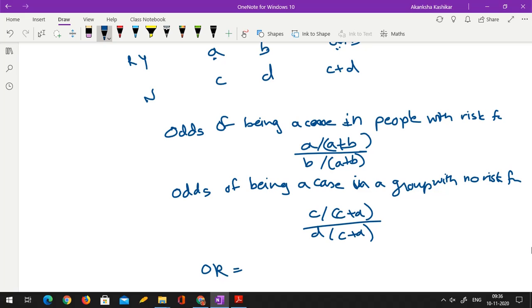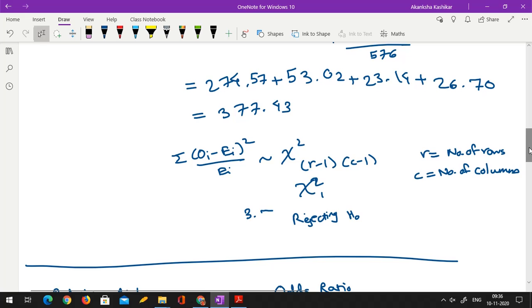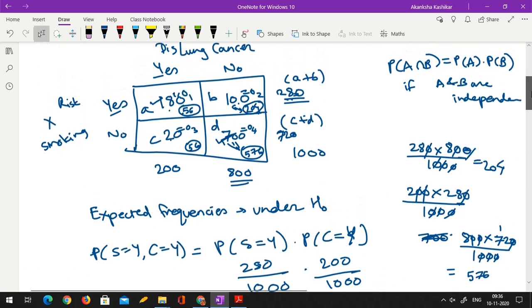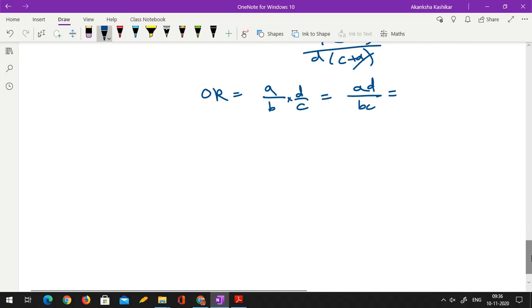And then odds ratio is the ratio of all these. So this A plus B gets cancelled, C plus D gets cancelled. So it is A by B into D by C. Okay, basically it is A by B upon C by D. So this becomes AD by BC. Okay, so in our case it would be A into D, so 180 into 700 divided by 20 into 100. So it is 9. Okay, so odds are 9 times.